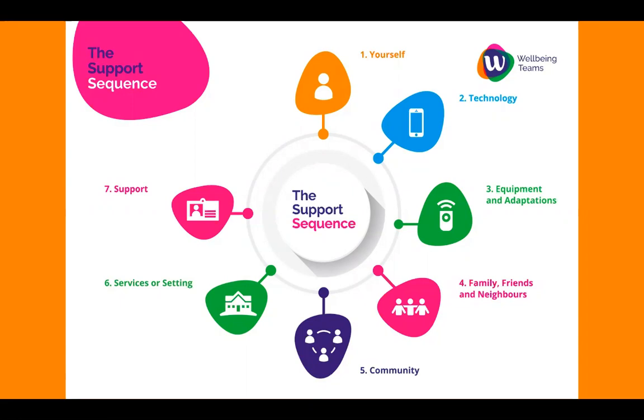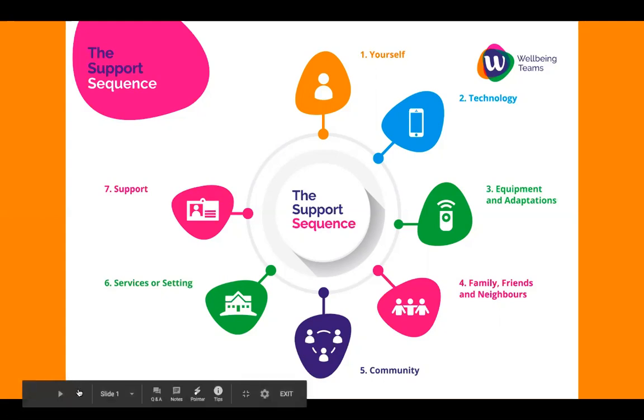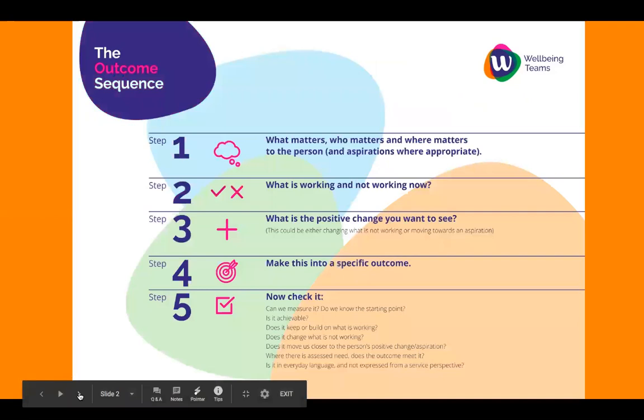We start with supporting the person to think about themselves and their capabilities, then how we might use technology, then whether equipment and adaptations can help, then the contribution of family, friends or neighbours, what's available in the local community, services or settings, and what support might need to be purchased.